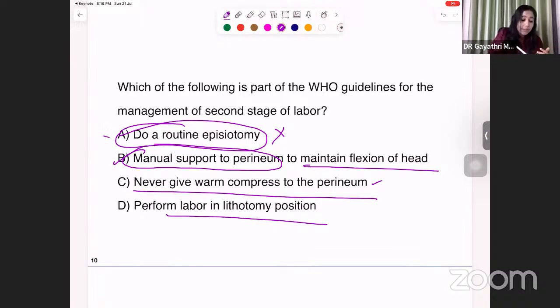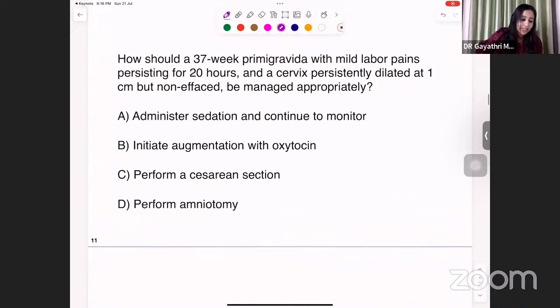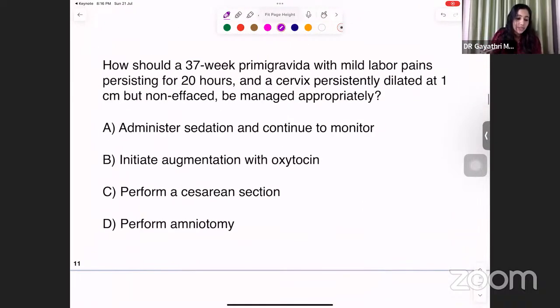So understand that episiotomy is not a routine. Lithotomy is not a routine. Warm compression can be given. This is given, never given. So again, what is correct? Manual support to the perineum to maintain flexion of the head. Yes. Coming to the next question.